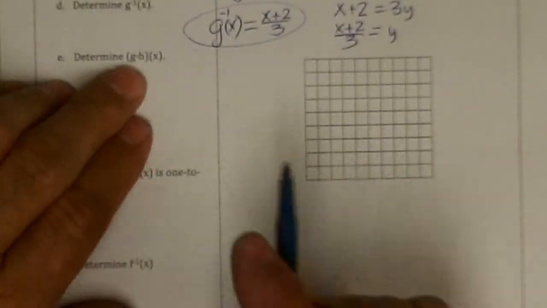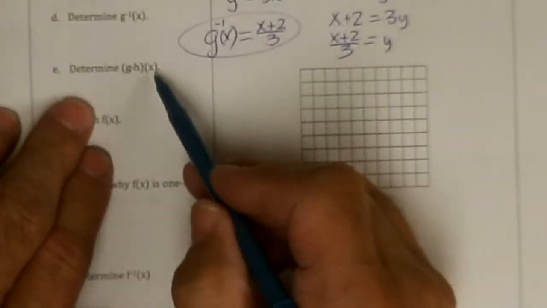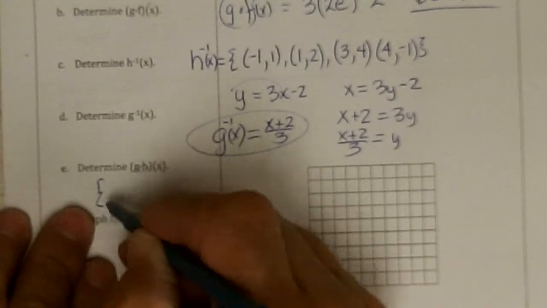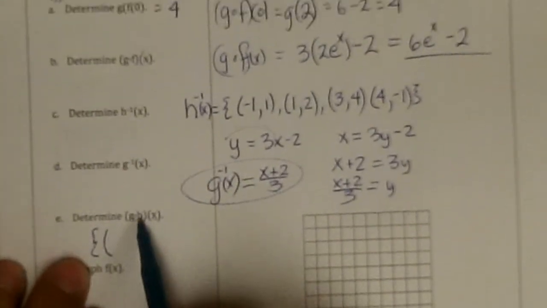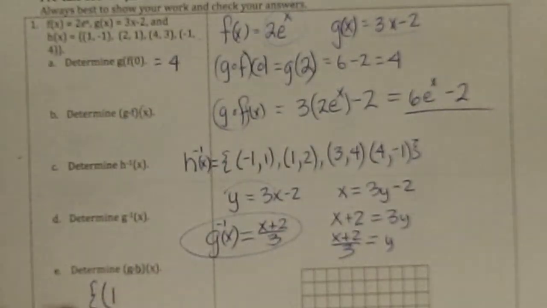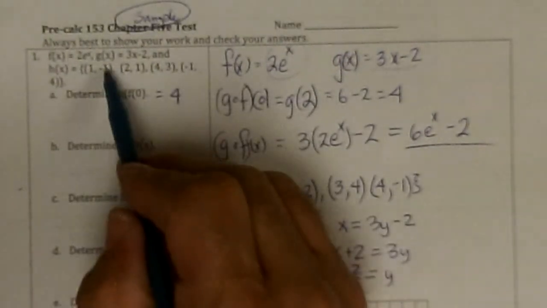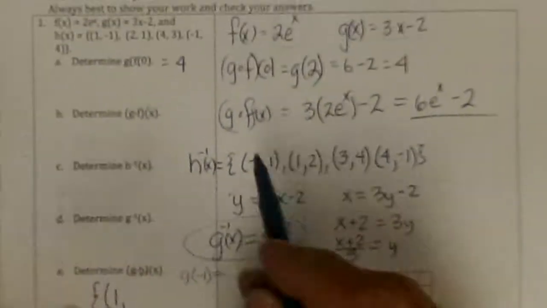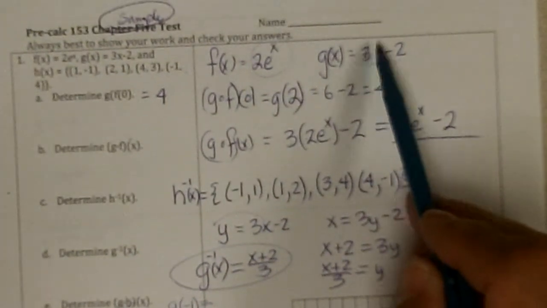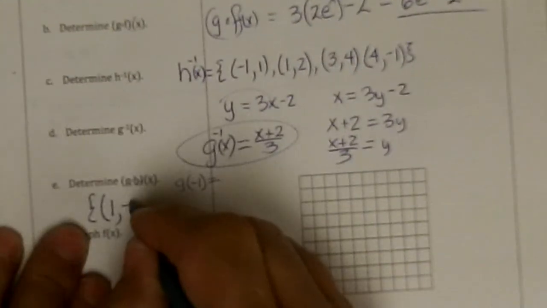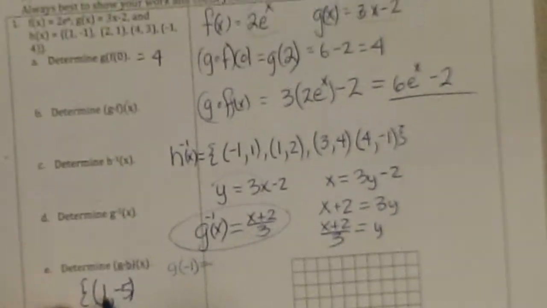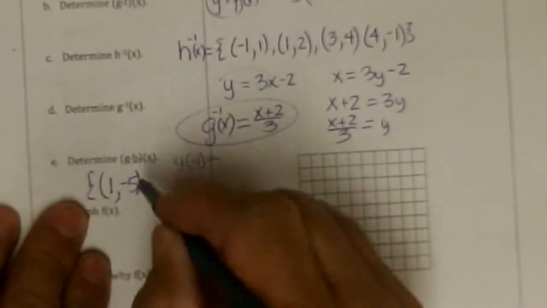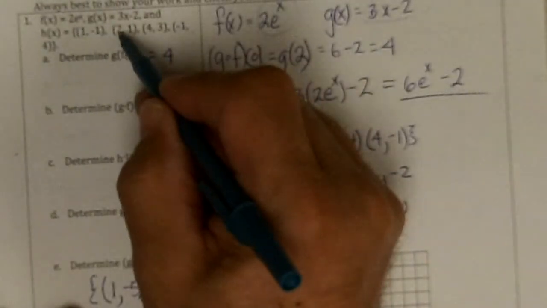All right, next, g of h of x. Well, since h is a set of points, I'm only going to be able to put certain points in, so I'm just going to follow where they end up. So, the first thing that I can put into h up here is a 1. And 1 in h gets changed to negative 1. So I'm going to put negative 1 into g. And g changes a negative 1. 3 times negative 1 is negative 3, minus 2 is negative 5. So I started with 1, it got changed to minus 1 by h, and then minus 1 gets changed by g to negative 5.